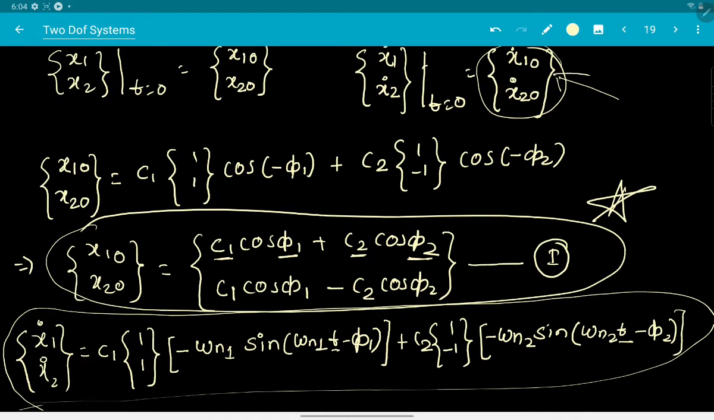But there is one other choice which we'll be seeing in the next class. How to pick which eigenvector to pick, that we are going to see in the next class.